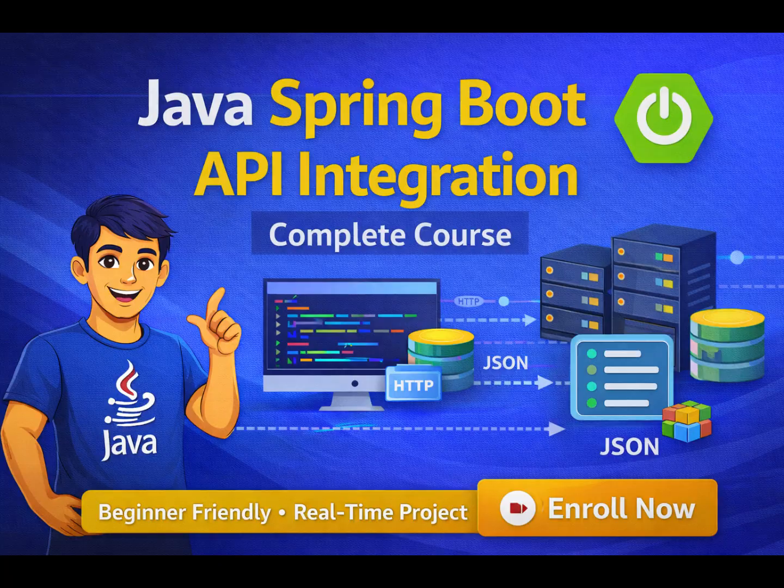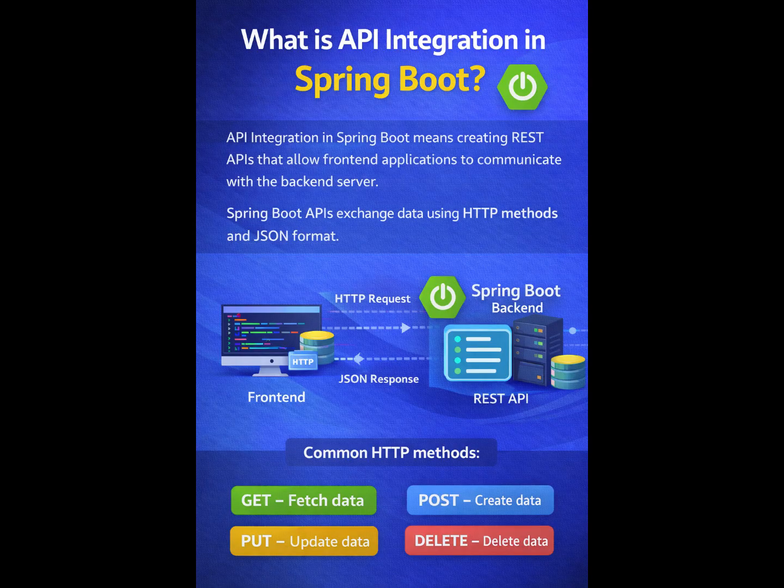Let's get started. What is API integration in Spring Boot? API integration in Spring Boot means creating REST APIs that allow front-end applications to communicate with the backend server. Spring Boot APIs exchange data using HTTP methods and JSON format. Common HTTP methods are GET for fetching data, POST for creating data, PUT for updating data, DELETE for deleting data.